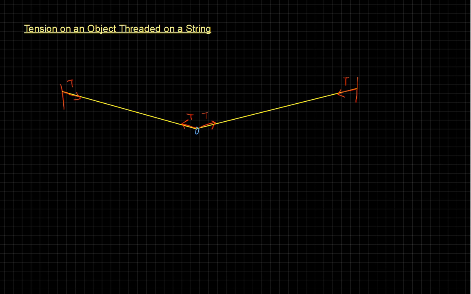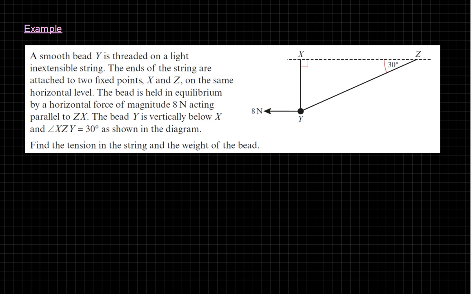So that's a key thing here. When an object is threaded, same as when it's attached, the tension is being applied on both sides of the object, and it's the same amount, and it acts in the direction of the string itself. It acts along the line of the string. Okay, so let's go back to this diagram and let's see how we can solve this question.